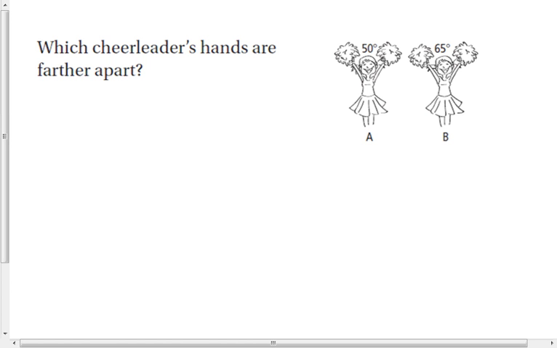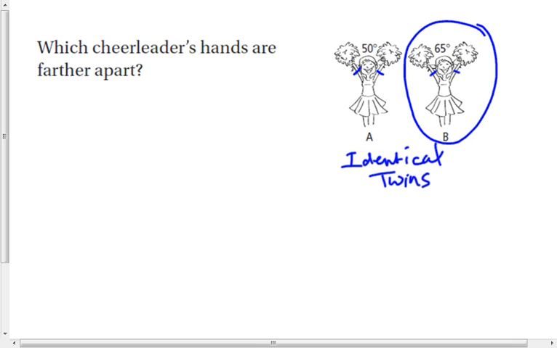Here's another problem where we can use the hinge theorem, assuming that these two cheerleaders here are identical twins, and their arms are the same lengths. We could say that all those are congruent. So by the hinge theorem, the cheerleader with the greatest angle should have their hands the furthest apart. So we're going to say cheerleader B has her hands further apart by the hinge theorem.